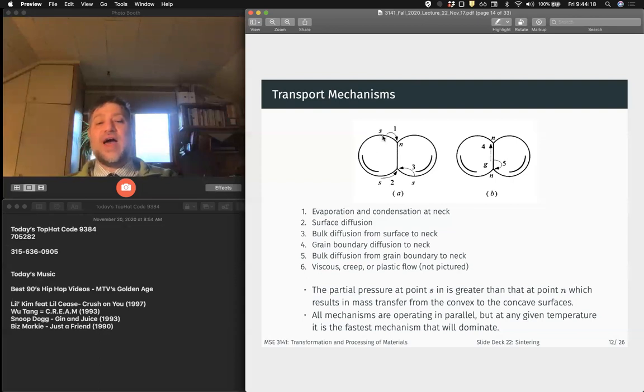So we can have atoms that evaporate from the surface and recondense on the neck. Remember, the partial pressure over a convex surface is going to be higher than a concave. So atoms can selectively evaporate here and recondense here. We also have surface diffusion. We can diffuse along the surface to the neck.